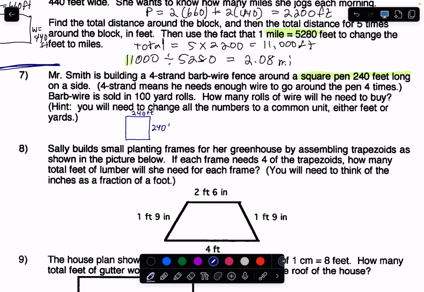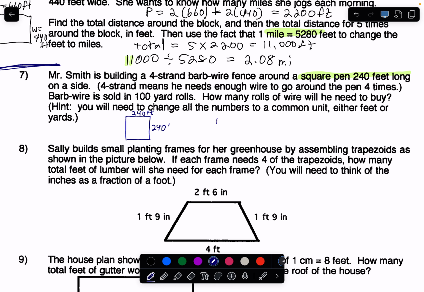Okay. Now it says, barbed wire is sold in 100 yards. How many rolls of wire will he need to buy? Okay. So the wire, does it fill up the space, or does it go around the thing? It goes around the thing. Around the thing should pop into your brain, perimeter. Now flip to the front of your page, and can somebody share with me, how do we find the perimeter of a square? So you'll have those formulas.